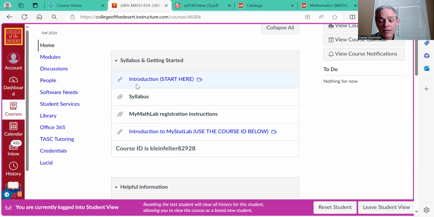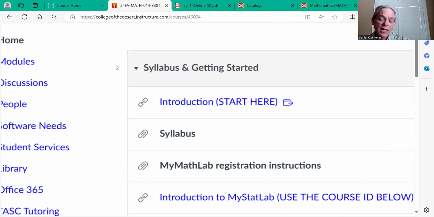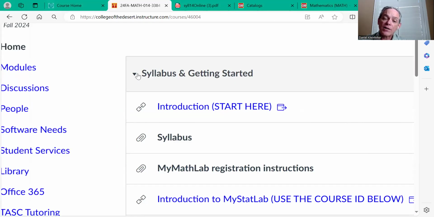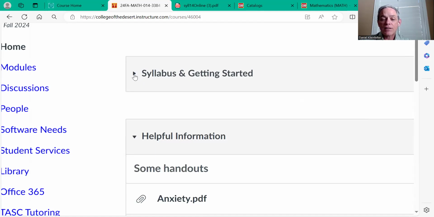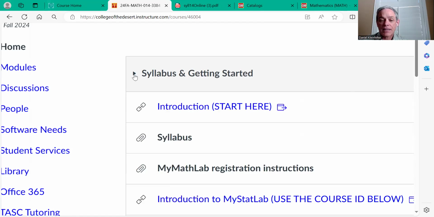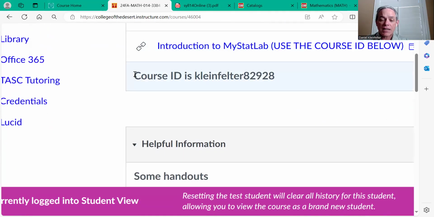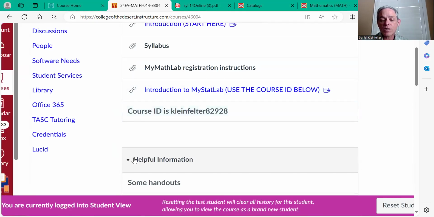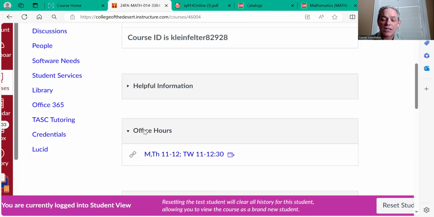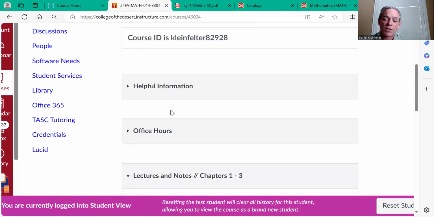Another thing you'll notice, as far as navigation goes: when you see a block in Canvas, there's a little triangle to the left that points downward. That means it's a block that can be collapsed. If I click on that little triangle, the triangle now points to the right, and all of the things below Syllabus and Getting Started have gone away. So they're gone, and now they're back. If you want to see more stuff at once, you can close the blocks that you don't need. For example, I'm going to close this Helpful Information block just for the moment. I think I'll close the Office Hours one too.